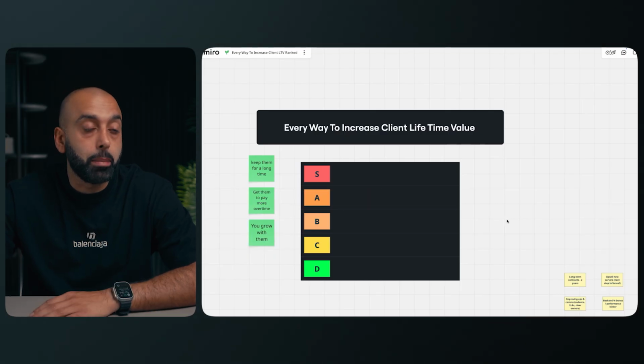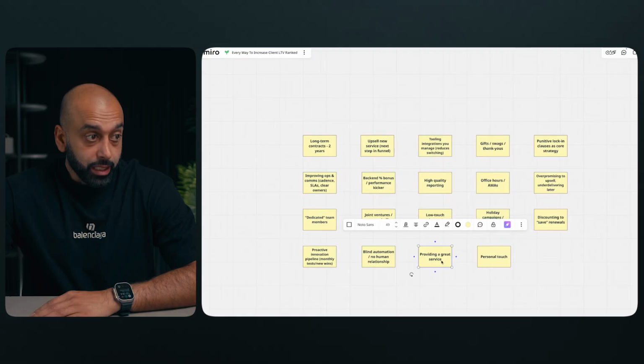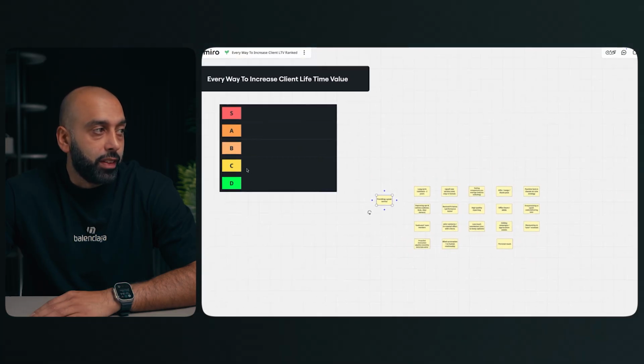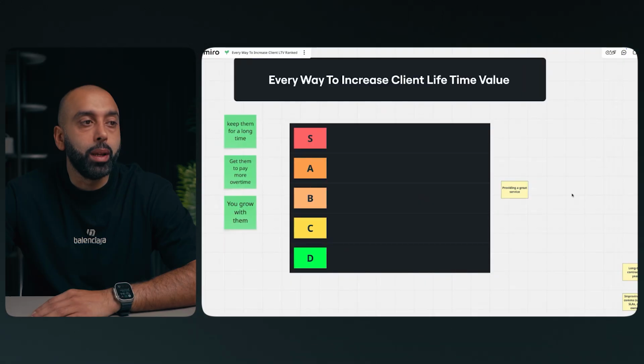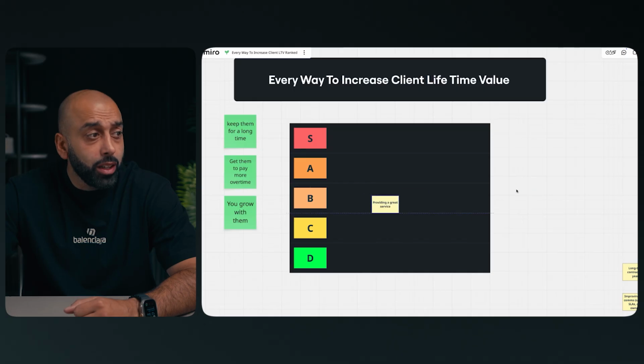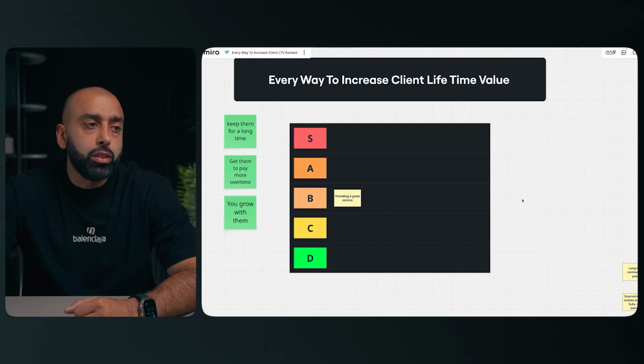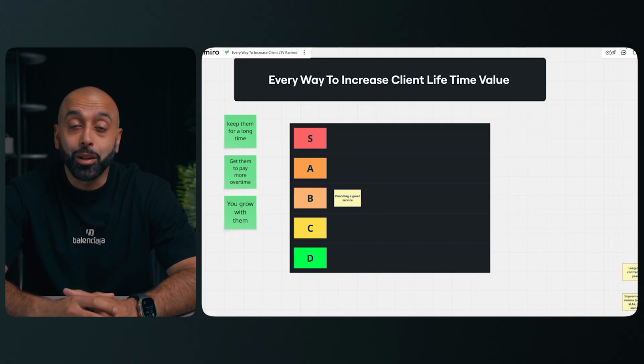And this is the stuff that you'll have to be doing, and you'll see what stuff is the best stuff to do to achieve that. I'm going to pick as the first one providing a great service. So obviously as service providers, our job is to make sure we provide a great service, right? We keep people happy. So where do I rank providing a good service in terms of keeping your clients? If I'm being completely honest, I would say that actually is not that important. It's important, but not that important.